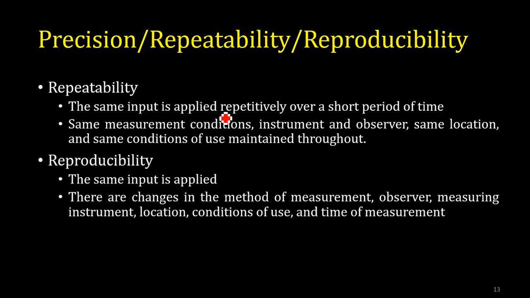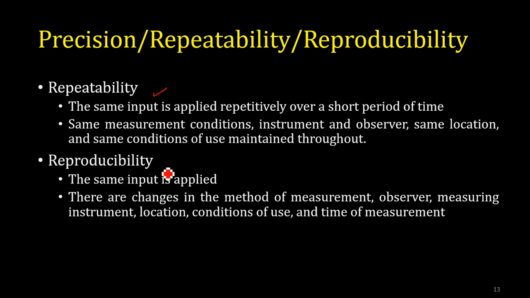Now, repeatability: when can you say that a particular instrument is showing repeatable readings? The same input is applied for a short period of time, and under the same measurement conditions, you are getting the same result. Input is the same, and the instrument, observer, location, and all the conditions are the same, and if you are able to get the same result again and again, you can say that the property of repeatability is valid.